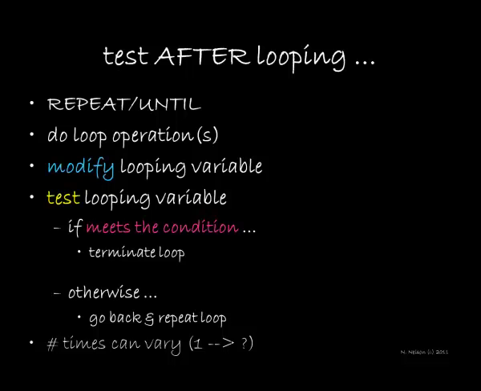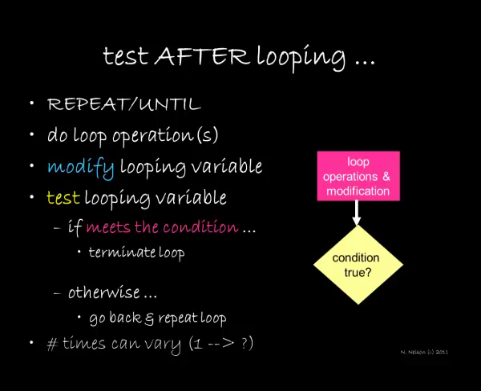If we look at it graphically, the first part of a repeat until block is the execution of the loop operations. This includes modifying the looping variable. The variable gets tested, and if it doesn't meet the certain condition, it goes back and repeats the operations. If the conditions are met, the loop is terminated.